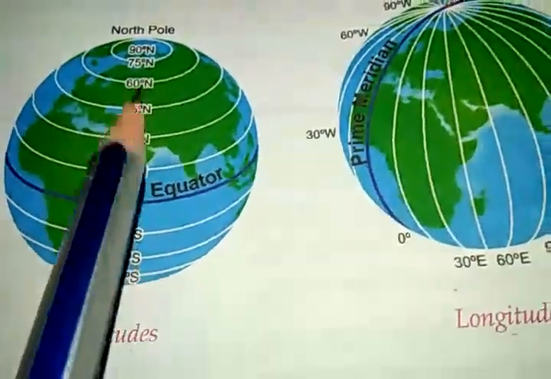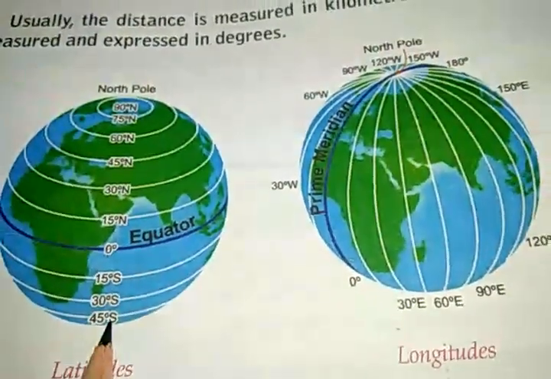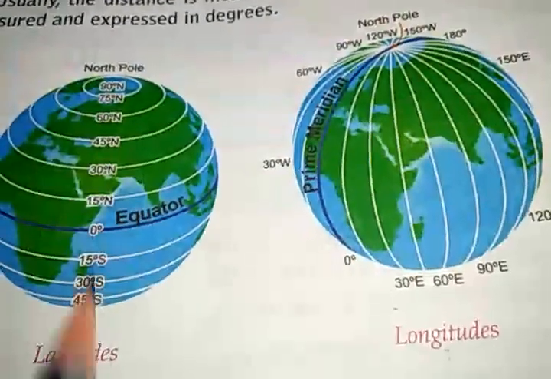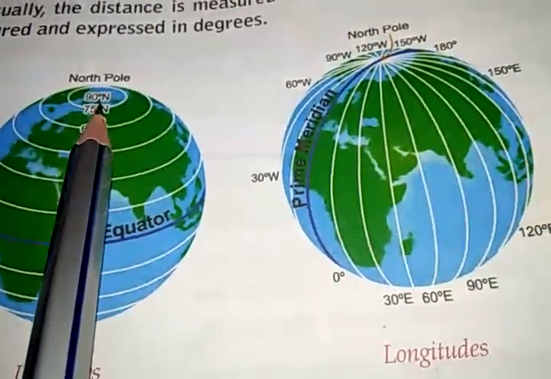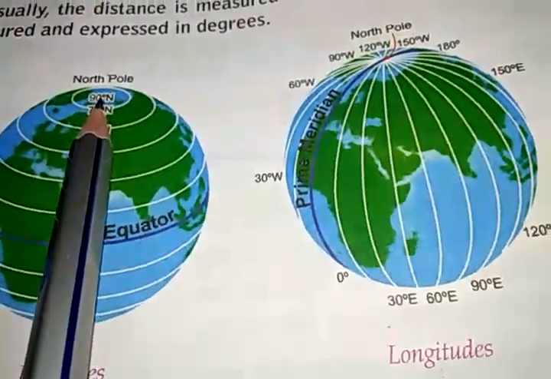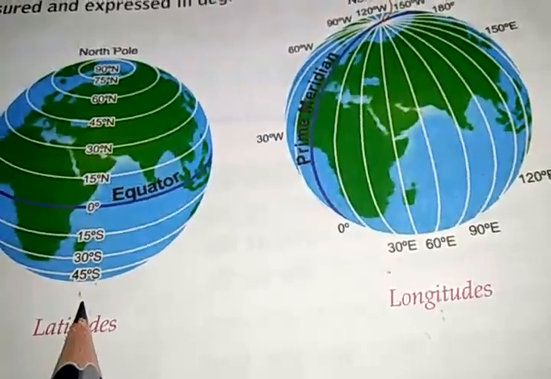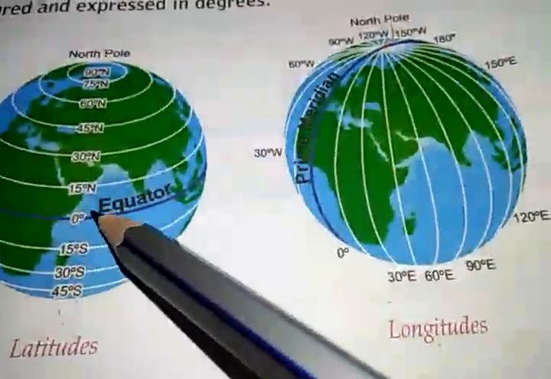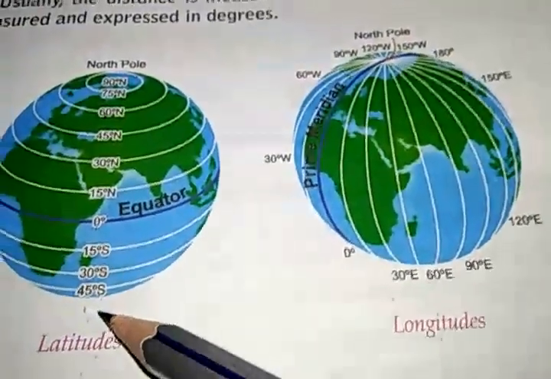Equator divides the earth into two hemispheres. You have studied northern hemisphere, southern hemisphere. These are poles: the North Pole, and this is the South Pole. Poles are 90 degree north and 90 degree south. South Pole is 90 degree south. So that means from 0 to 90 degree in the north and from 0 to 90 degree in the south.